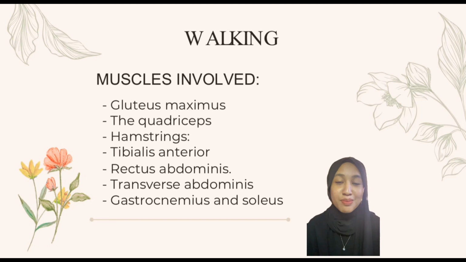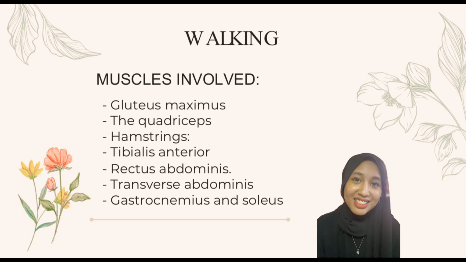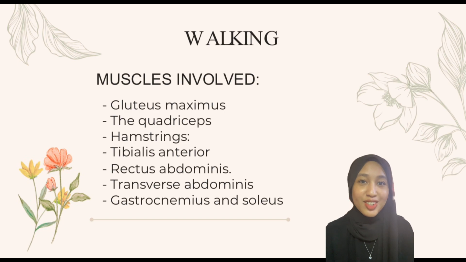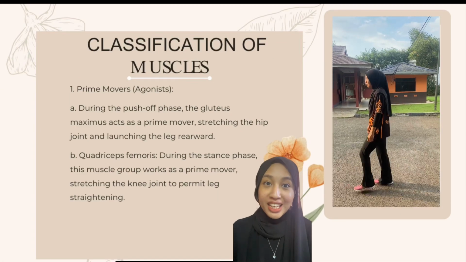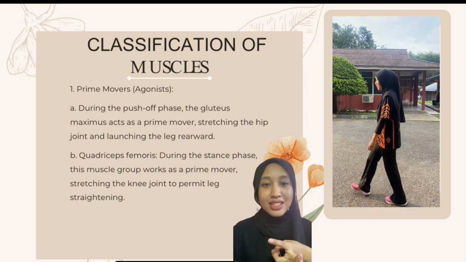I'll explain to you guys about the exercise that I chose. As you can see in the video, I chose walking. The muscles involved in walking consist of gluteus maximus, the quadriceps, hamstring, tibialis anterior, rectus abdominis, transverse abdominis, and gastrocnemius and soleus. The muscles involved in walking have their own classification, consisting of prime mover, synergist, and antagonist.